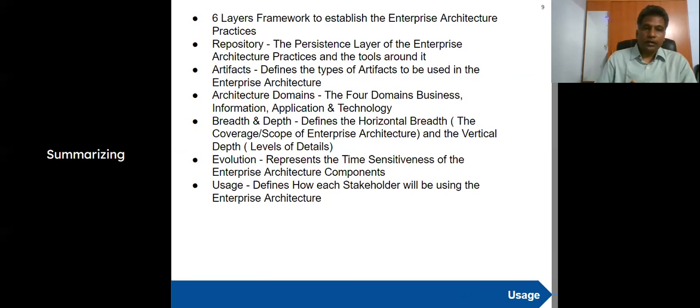So this is on a very high level what I wanted to cover in this video. From the next video, we will get into the details of each layer. We'll start top down, so that for each layer we can see how those decisions are going to drive the requirements to the bottom layer. We'll start from the top, so the next video would be on the usage layer.